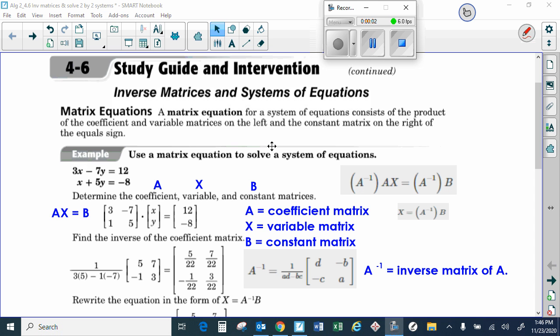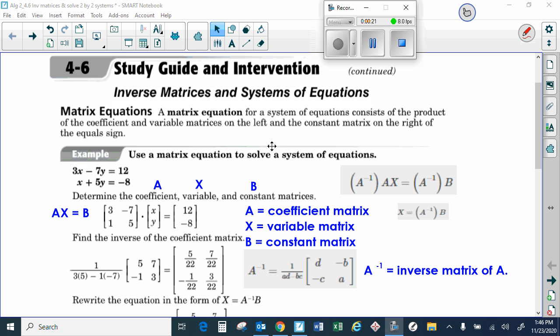Okay, students, we are going to now use inverse matrices to solve systems of equations. Last one we did Cramer's rule, which dealt with determinants. Now we're going to use inverse matrices.